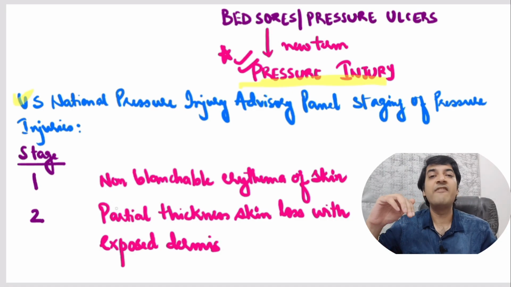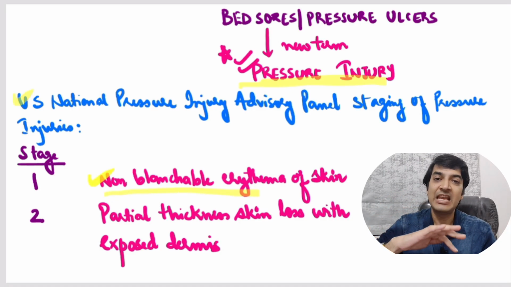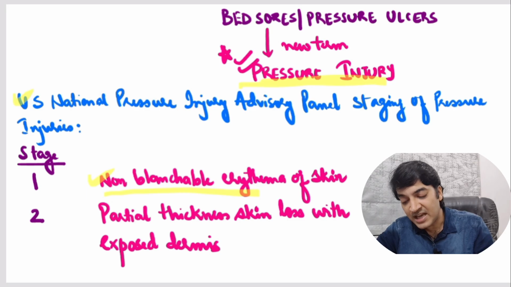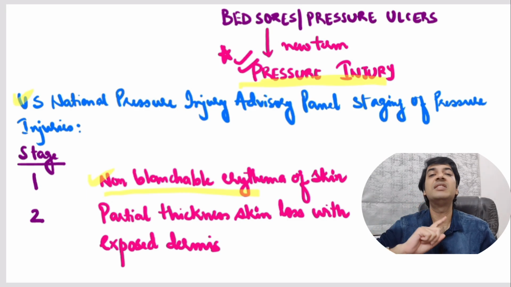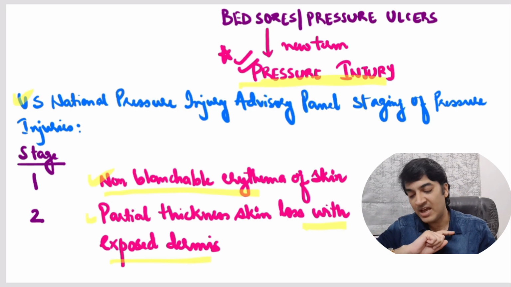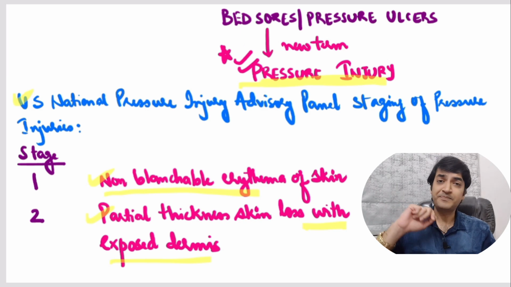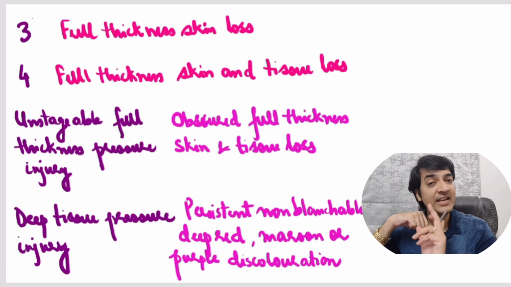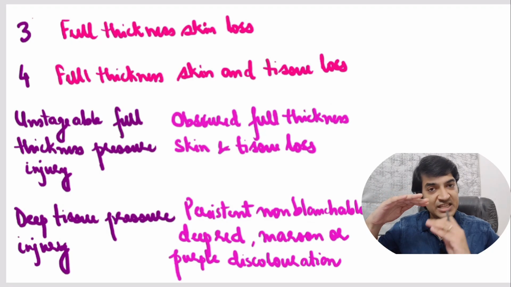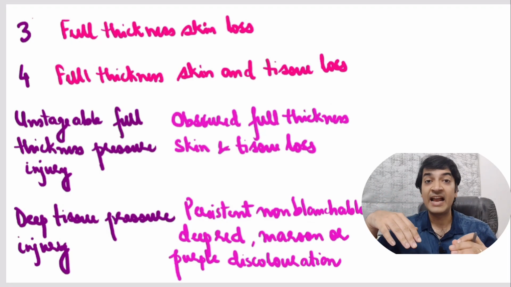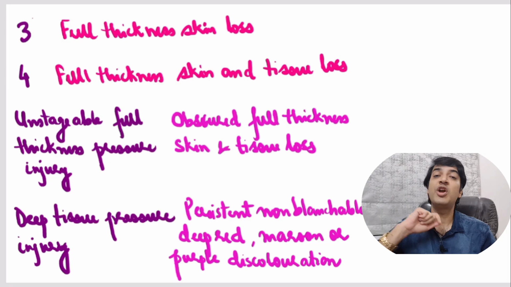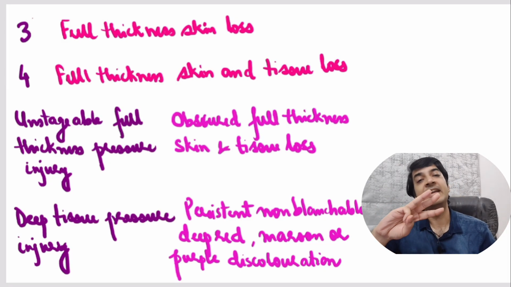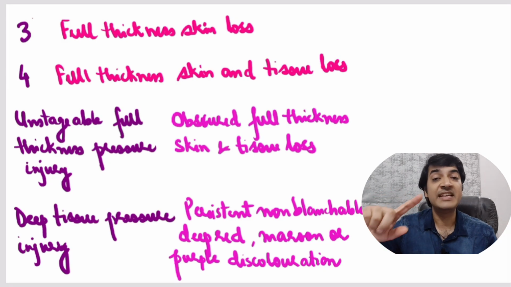Stage 2 mein you have partial thickness skin loss with exposed dermis. Pura loss nahi hua hai, it's a partial thickness skin loss with exposed dermis. What is stage 3? Stage 3 mein you have full thickness skin loss, but dhyan rakhne wali baat kya hai beta, full thickness skin loss ke neeche aapko subcutaneous fat dikh raha hai, but there is no exposure of the bone, muscle and tendon. That is your stage 3.